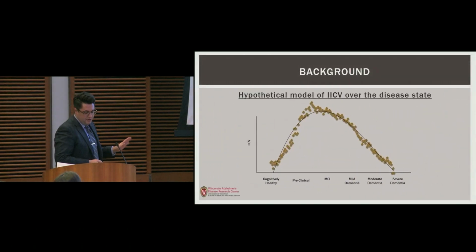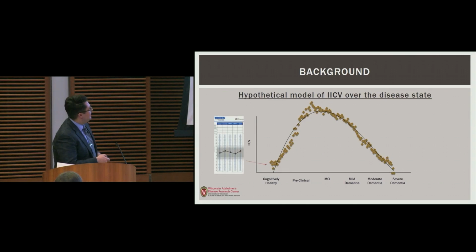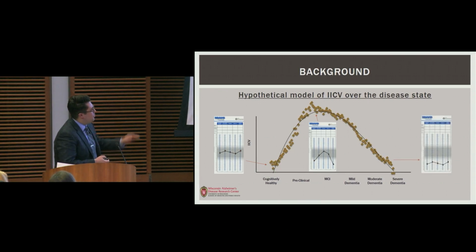I want to also show this hypothetical model of IICV over the disease state. So we have on the x-axis here the progression of Alzheimer's disease, and then on the y-axis we have IICV increasing. So as you can see, people will start here at cognitively healthy. So that's that first RBANS profile I showed you. Then as they progress through the disease state, they have an increase in their degree of variability. And so that's when we're seeing them in clinic. And then as they progress and meet criteria for dementia, they become more globally impaired, and so they demonstrate less variability, but it's due to the level of impairment.